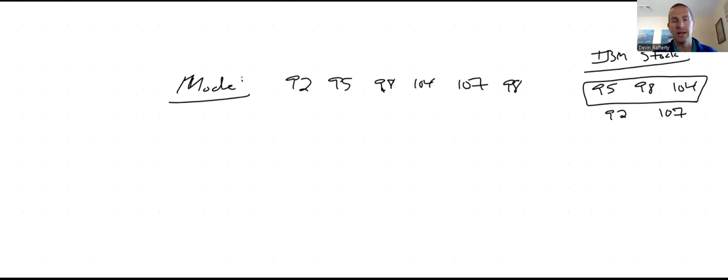If we had 98 happen twice and 92 happen twice, right? So 92, 92, 98, 98, and 95, 104, and 107 only happen once, but 92 and 98 both happen twice. Then we would have what's known as bimodal data. So in other words, you can have two modes. But the mode is simply the observation that happens most frequently.